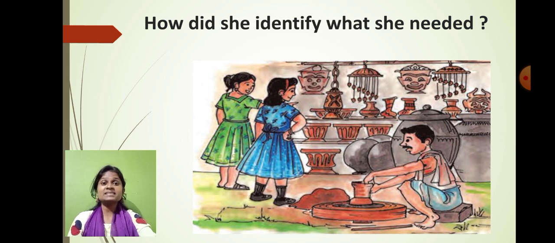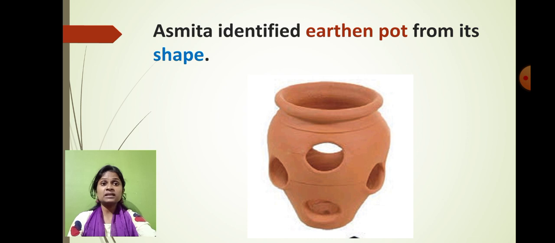Yes, your guess is absolutely right. Asmita will identify the earthen pot from its shape. Exactly. Can you see that? The earthen pot has a particular shape. So, as the earthen pot has a particular shape, from the shape Asmita identified that this is the earthen pot and she brought it immediately.